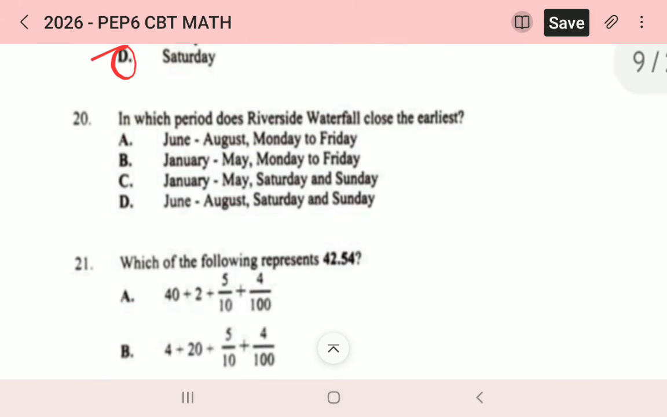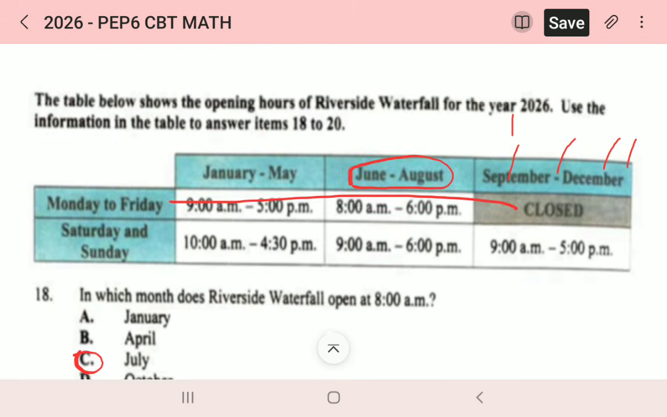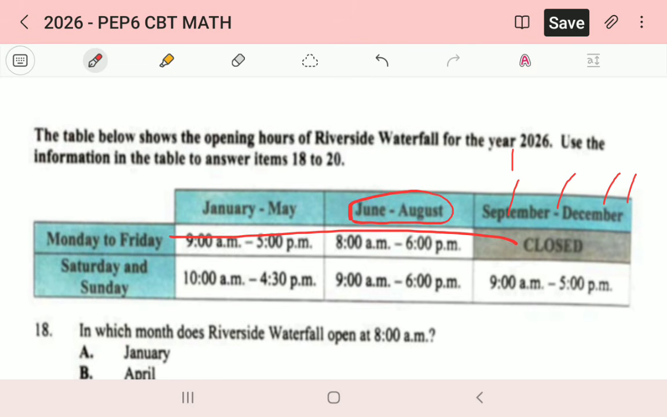Let's look at number 20. In which period does Riverside Waterfall close the earliest? Close time is the end time. So they start over here, close over here. All right. So let's look at it. Close the earliest, which period? So this is a 5 o'clock. Let me erase this line so we can see clearly. Right. So that's a 5 o'clock.